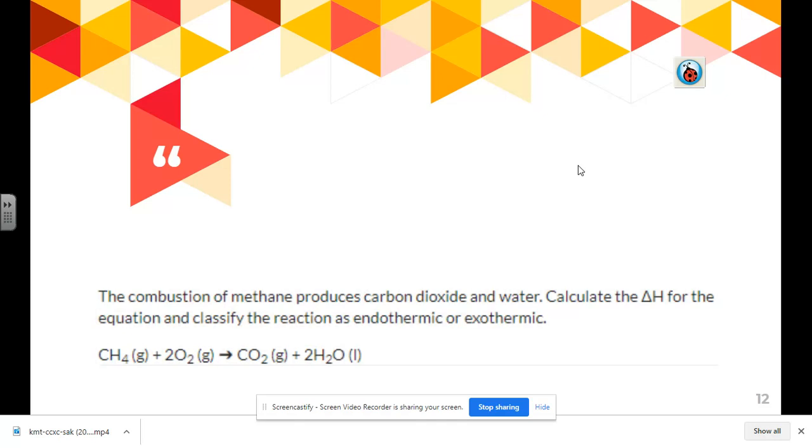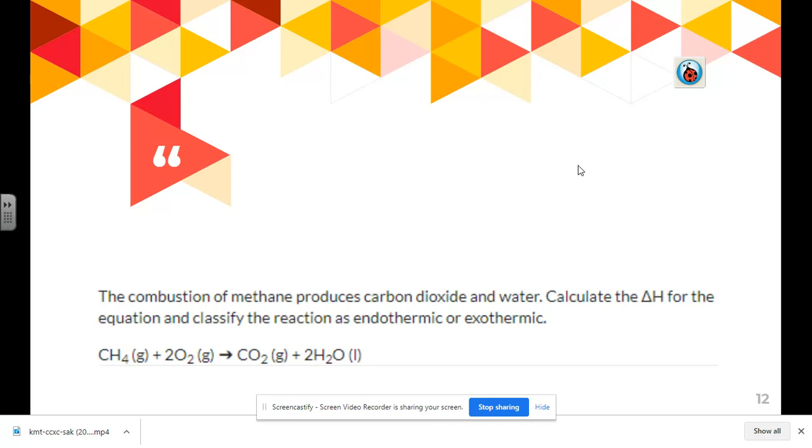Here's this problem. It says the combustion of methane produces carbon dioxide and water. Calculate the delta H for the equation and classify the reaction as endo or exothermic. I promise you will have a problem just like this on the homework tomorrow. Okay? So, if you're taking a look at this, I encourage you to write the reaction down. We're going to be looking for delta H, right?